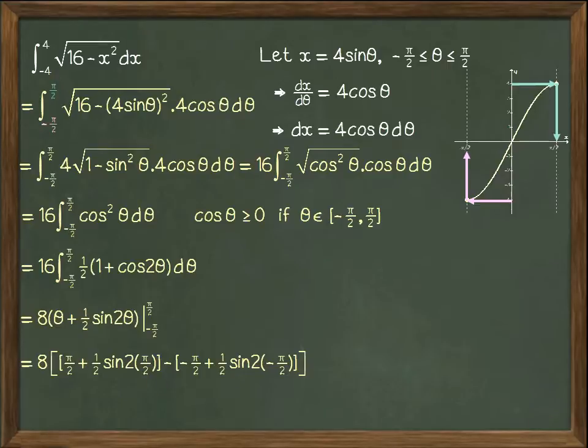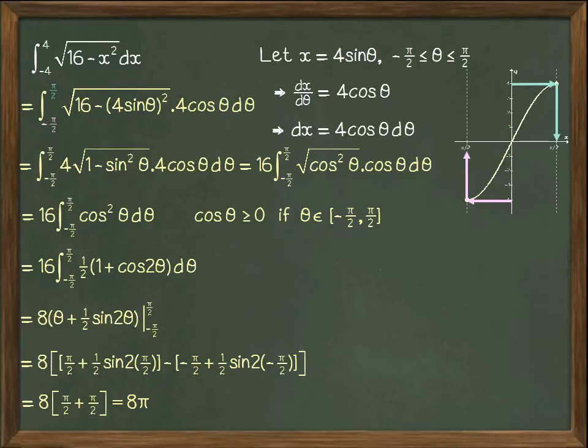If I simplify the first bracket, sine of 2 times pi over 2 is sine of pi, which is 0. So my first bracket simplifies to pi over 2, and my second bracket simplifies to negative pi over 2. So I have pi over 2 minus negative pi over 2, which is pi over 2 plus pi over 2, which gives me a final answer of 8 pi.